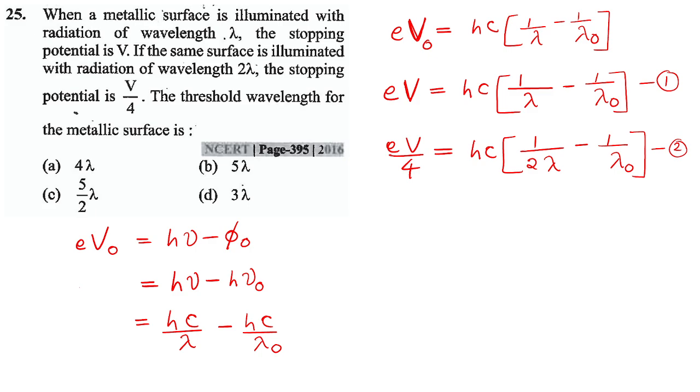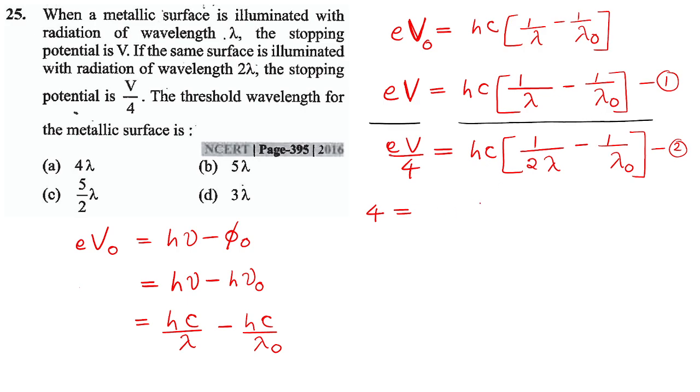I got two equations, and from these two equations I have to solve. If you do the division, many terms will be cancelled. So let us do the division. On the left hand side, you will get 4. On the right side, hc cancels.